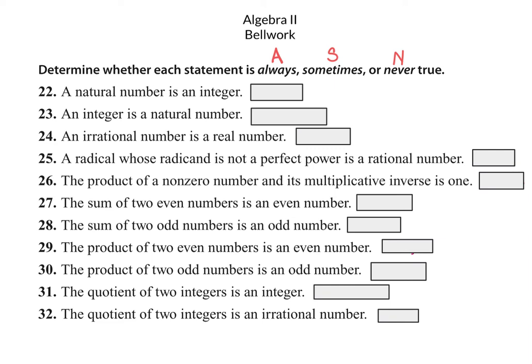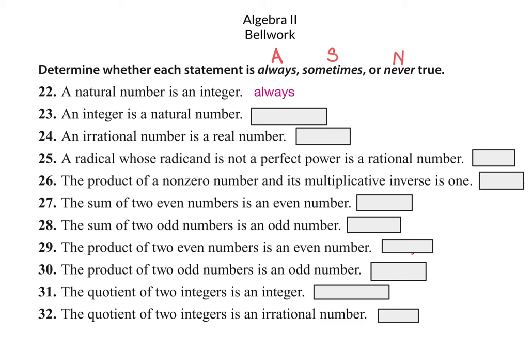A natural number is an integer. Always, sometimes, or never. Always. Yeah, so if it falls underneath the umbrella, it's always going to be part of the one above it. So natural numbers are always integers.